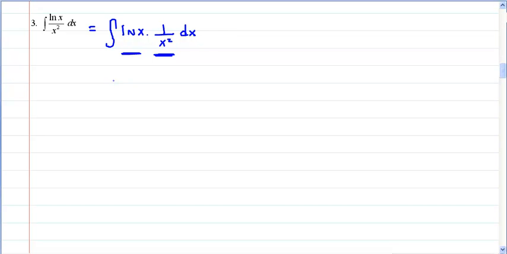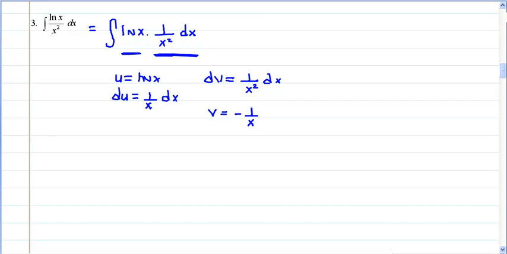And usually when I see a natural log, I usually start with that being u because it's easy to take the derivative of. So u is equal to the natural log of x, and then du is equal to 1 over x times dx. So then if I let dv equal what's left, which is 1 over x squared times dx, and when I integrate 1 over x squared dx, I get v to equal negative 1 over x.